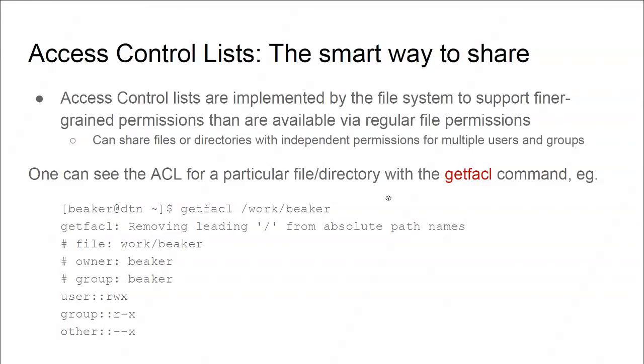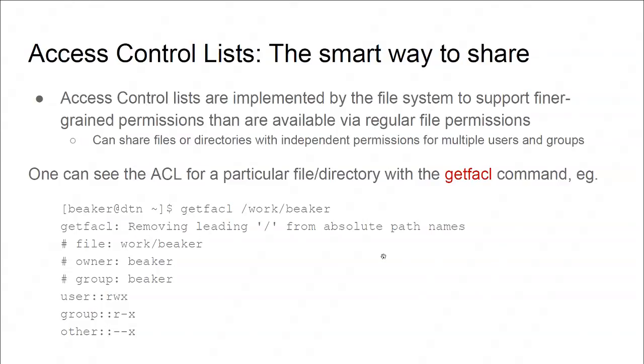You can see what the list is for a particular file with the get file access control list command, getfacl. So you can see here for this directory, when it prints out the file, it will remove the leading slash. For our example, Beaker's work directory, it shows you the file name, and who owns the file. Beaker owns it, and the Beaker group owns it as well, so there can be a group that has the same name as your username. It then shows you the permissions, much like the ls -l command. So you can see user has read, write, execute, group has read and execute, and other just has execute.